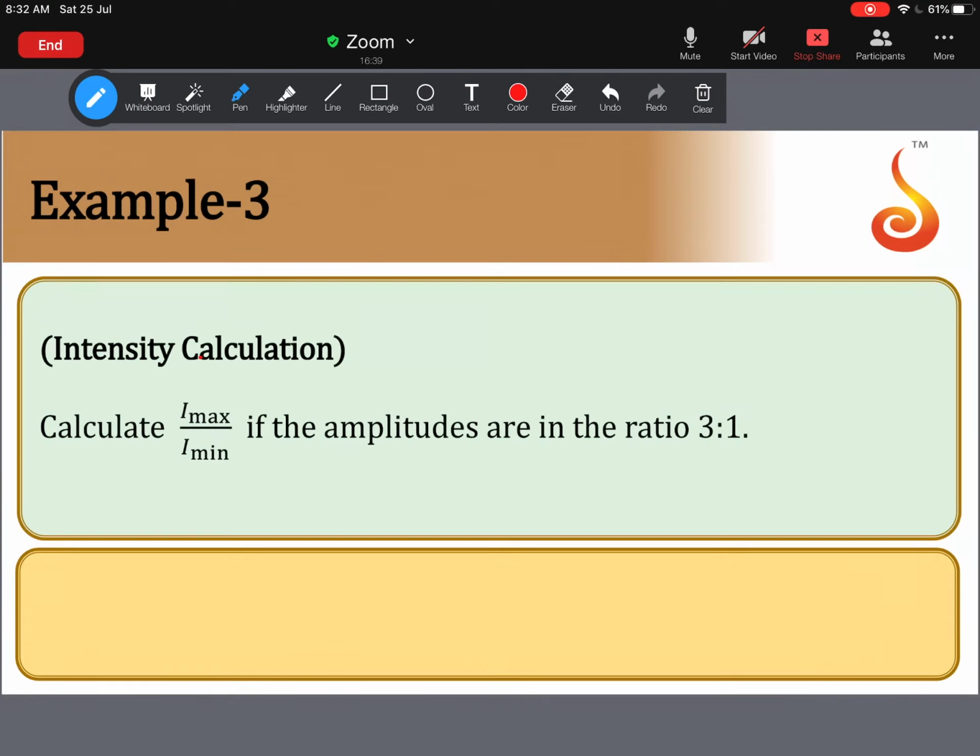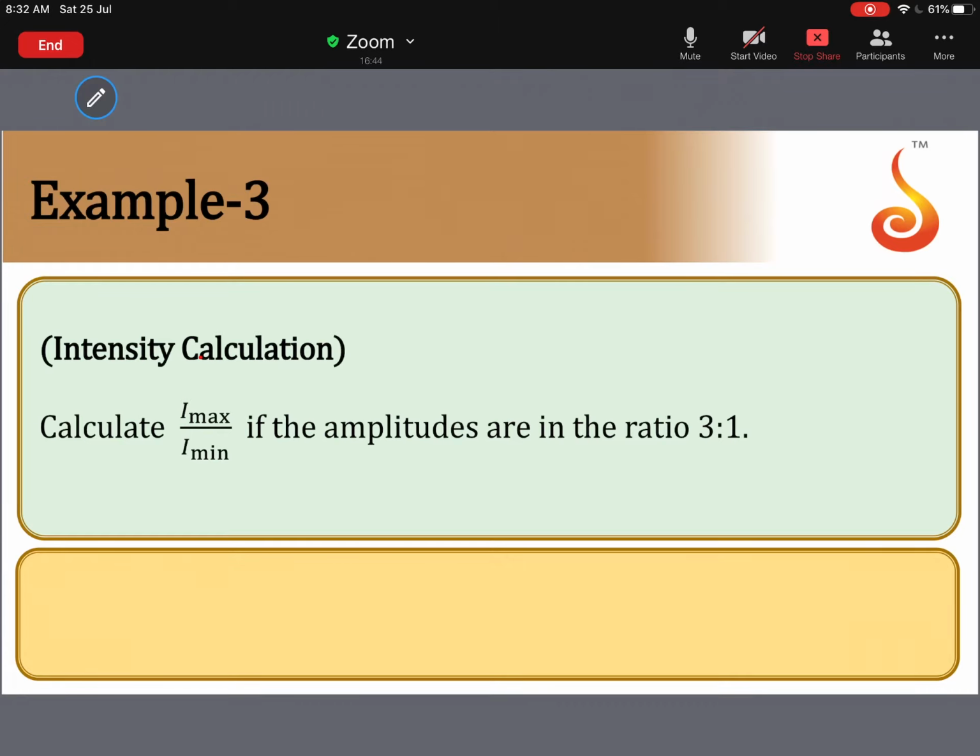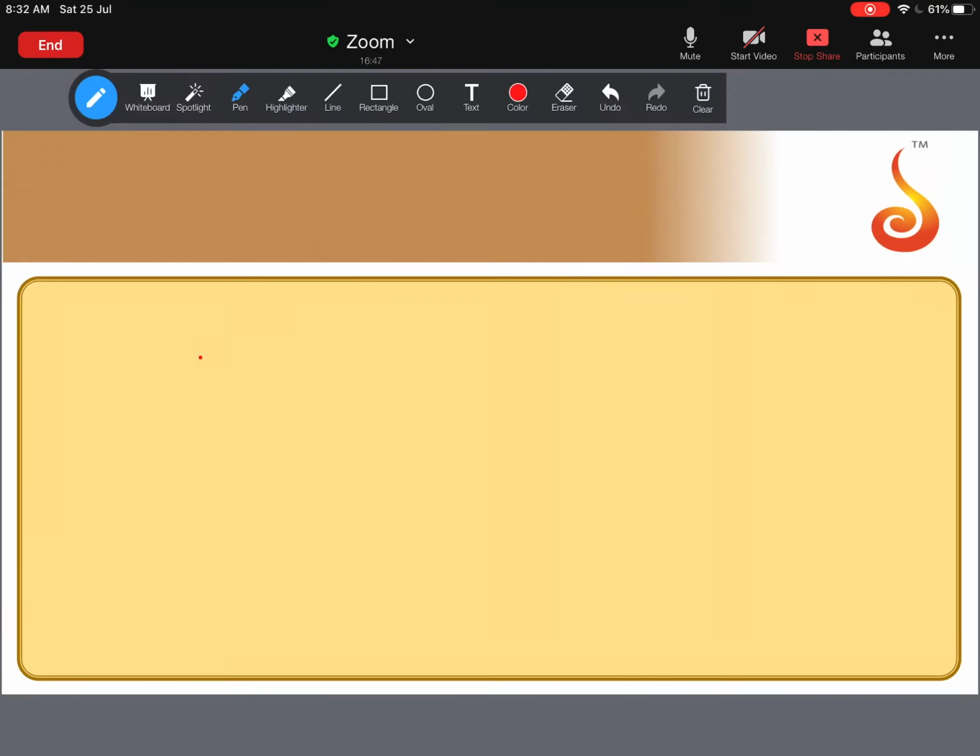So in this problem we have to calculate the ratio between maximum and minimum intensity, and the ratio of amplitudes is already given. So we have A1 is to A2 is equal to 3 is to 1, and the ratio between maximum and minimum intensity in terms of the amplitudes is given by (√I1 + √I2) divided by (√I1 − √I2) whole square.